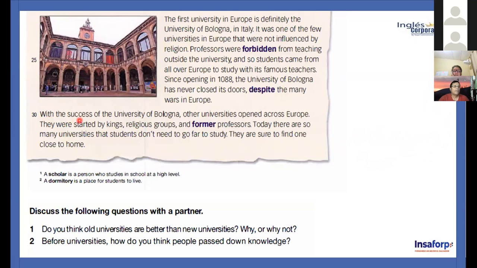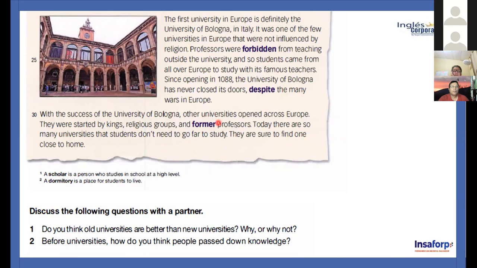With the success of the University of Bologna, other universities opened across Europe, started by a religious group and former professor. Today, there are so many universities that the students don't need to go far to study. They are sure to find one closest to home.